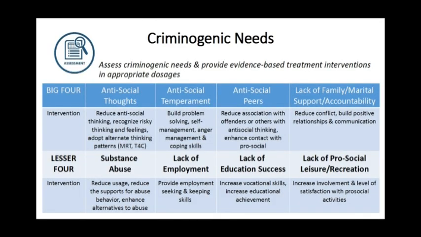So criminogenic needs are commonly lumped into a big 4 and a lesser 4. We've got 8 of them. As you can see, the big 4 in the dark blue is really focused on antisocial thoughts, thinking, and behaviors. There's also, in the big 4, the lack of family support or lack of family accountability. To a lesser extent, but still drivers of criminal behavior, there's the substance abuse, there's lack of employment, lack of success in education, and lack of pro-social leisure or recreation activities. So again, it's almost the idle hands are the devil's workshop.